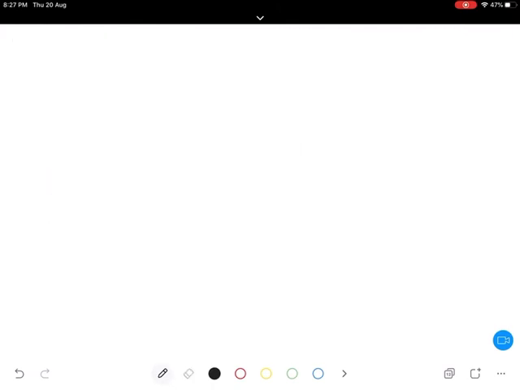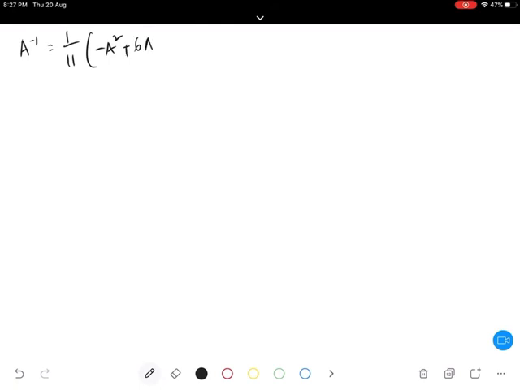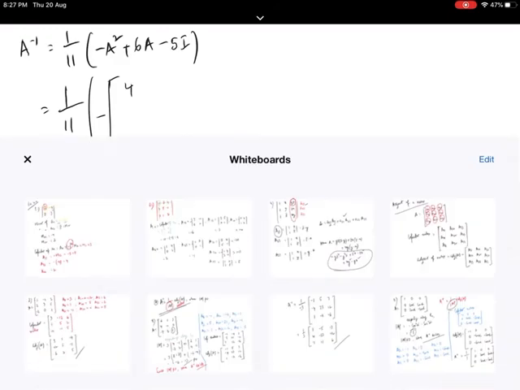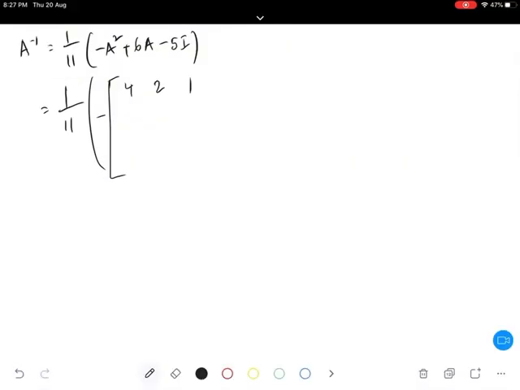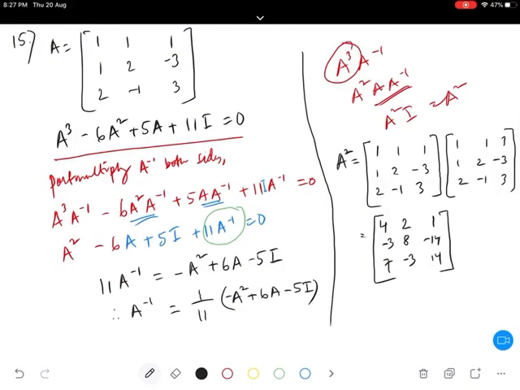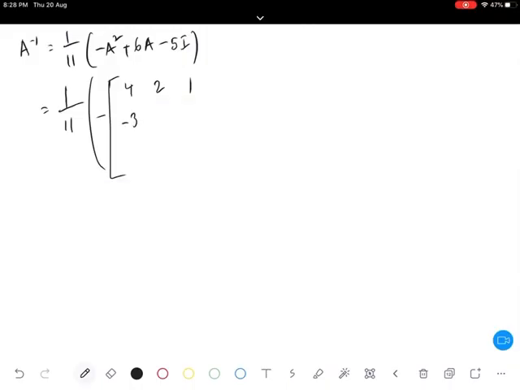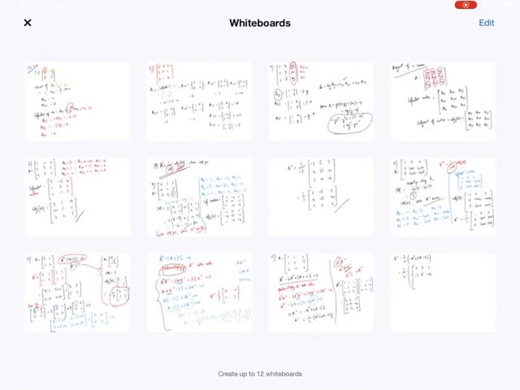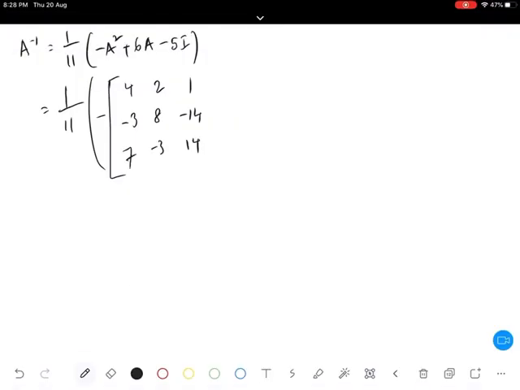Now put this in the equation. A inverse is equal to 1 by 11 of minus A square plus 6A minus 5I. So minus of A square: it was 4, 4, 2, 1, then minus 3, 8, minus 14, and the last portion is 7, minus 3, 14.